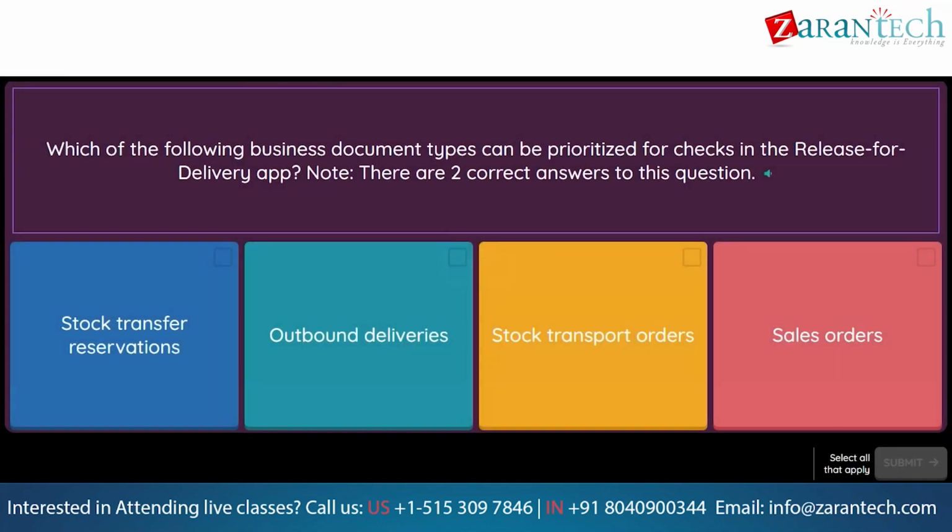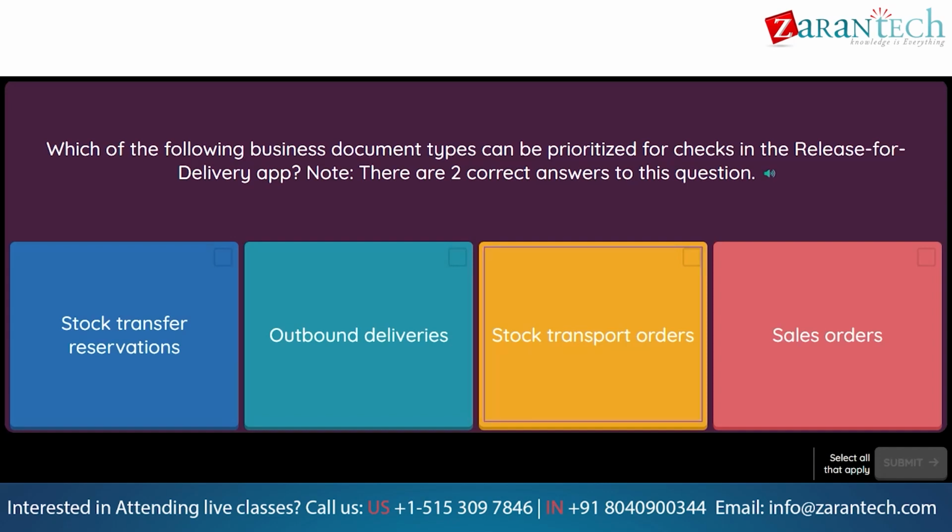Question: which of the following business document types can be prioritized for checks in the Release for Delivery app? Note, there are 2 correct answers to this question. Option 1, stock transfer reservations. Option 2, outbound deliveries. Option 3, stock transport orders. Option 4, sales orders.